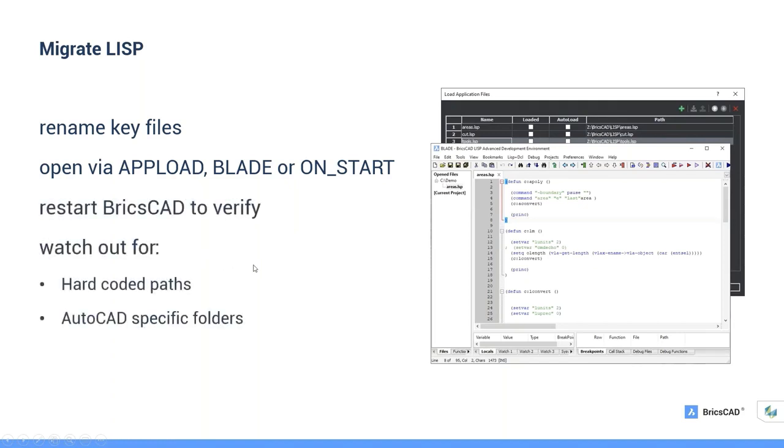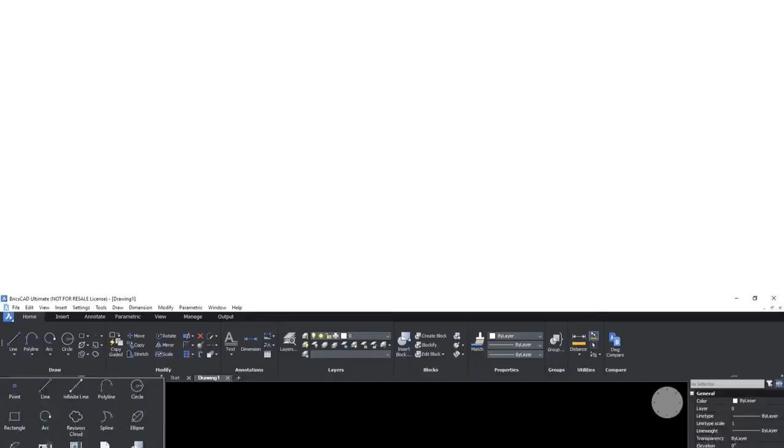And all we have to do is really restart BricsCAD just to verify. Some of the watchouts: pathing. If you have something in your program that's an AutoCAD specific folder, well, someday AutoCAD is not going to be there. So if you leave that AutoCAD path in the file, you're going to have problems because it's going to be looking for a folder that's not there. So we'd like to look for those types of things and change them over to our BricsCAD folder.